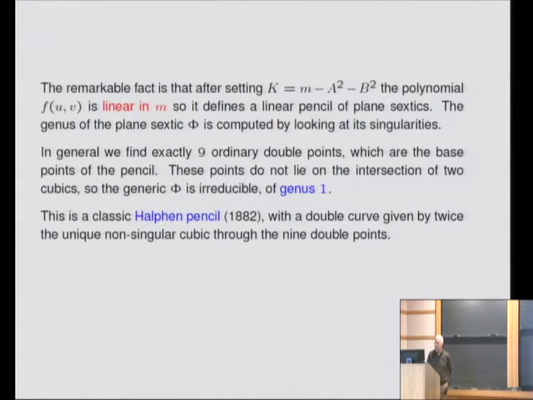So the plane sextic, you look at the singularities as 9 double points in general. Sometimes it's a little more complicated, but generically you have 9 singularities or ordinary double points. And this means, fortunately or unfortunately, it is a curve of genus 1.